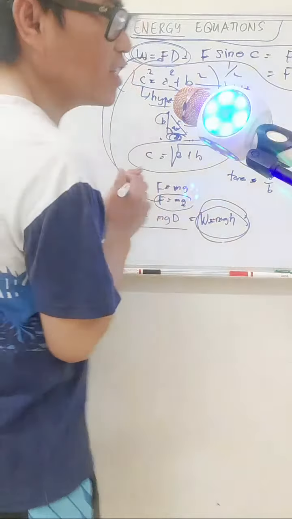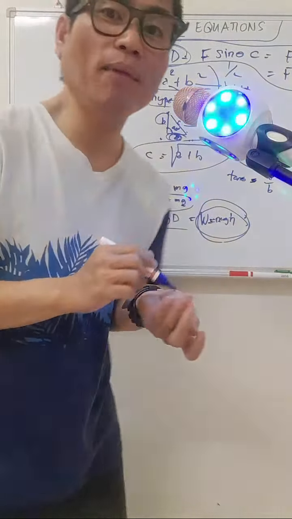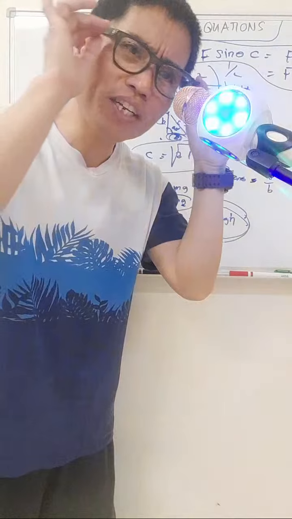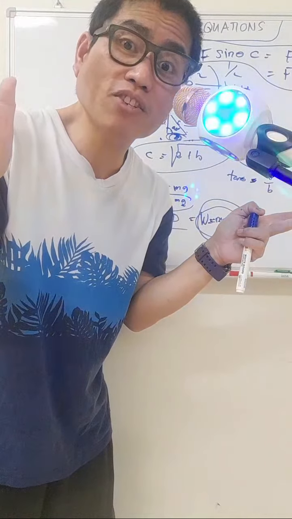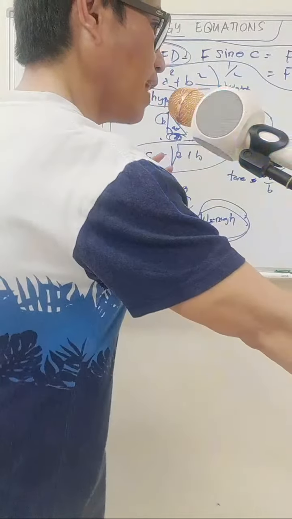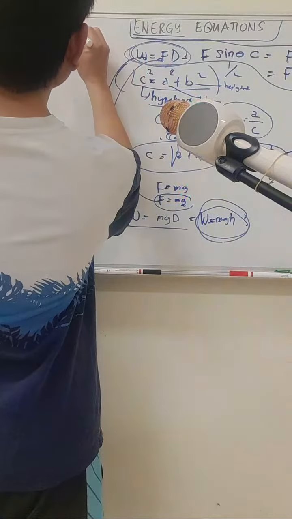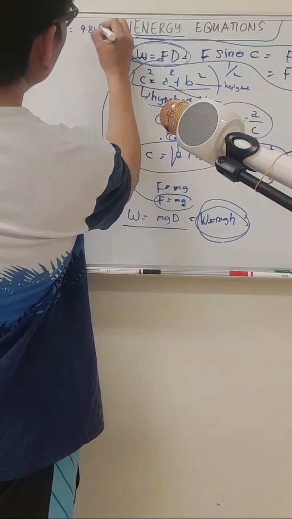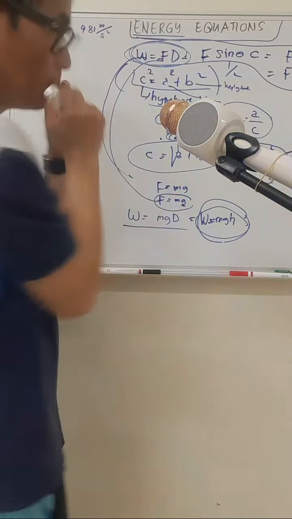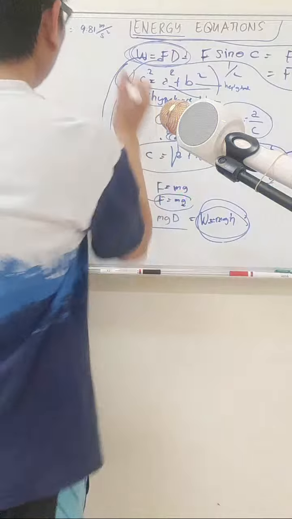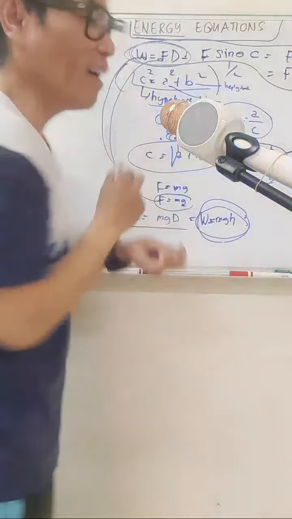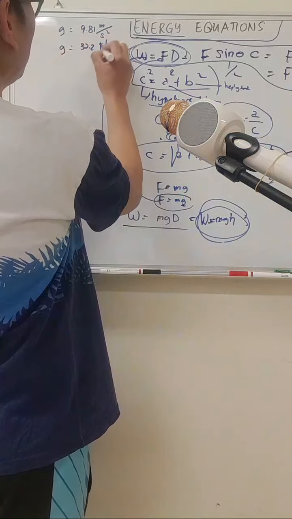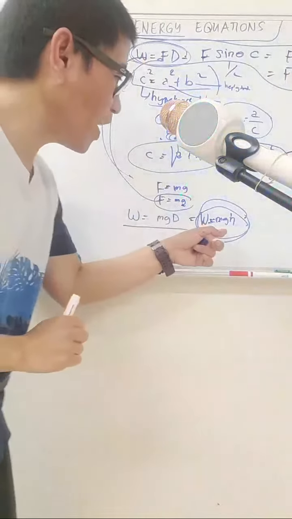Now, what is the G? You have to memorize it. When I was in high school, 3rd or 4th year, I memorized all the values of acceleration due to gravity. There are two. In metric, G is equal to 9.81 meters per second squared. In the English system, G is equal to 32.2 feet per second squared. You substitute this to get the work.